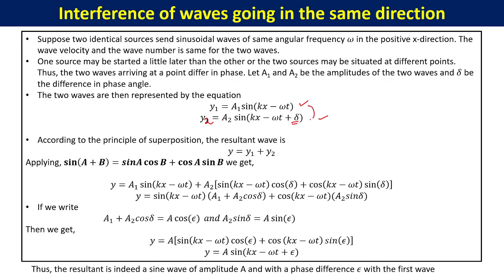Both these waves are almost the same, but the second wave has an extra phase delta than the first wave, and the amplitudes are also slightly different, not very highly different. All right, so what will happen? The principle of superposition says that whenever both these waves appear in the same location simultaneously, then we can write y is equal to y1 plus y2.